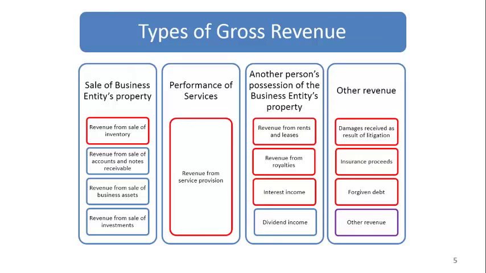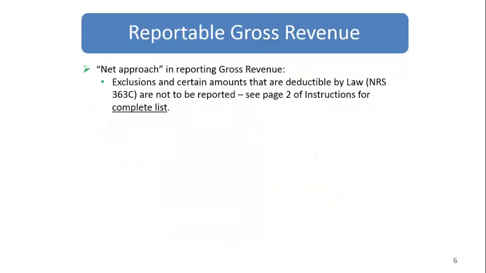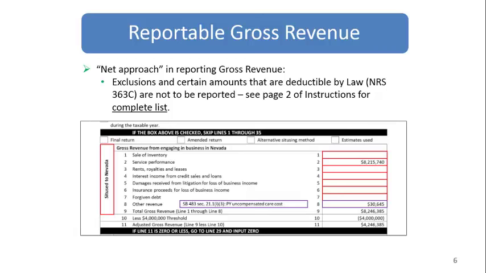The boxes in red correspond to the line items on the commerce tax return. From all of these different types of gross revenue, we will discuss the amounts of gross revenue to exclude and deduct in order to arrive at the amount of gross revenue subject to commerce tax. In creating the commerce tax return, the department used a net approach to exclude and deduct certain amounts of gross revenue from being reported at all on the commerce tax return. These amounts are listed on page 2 of the instructions, which are available on our website.